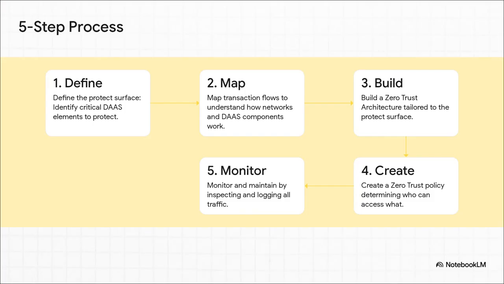And to get that big picture, the NIST report gives us this really helpful 5-step overview of the whole life cycle. You can see it starts with defining what you're protecting, then mapping how everything communicates, then building the architecture, creating the policies, and of course, you have to monitor and maintain it all. Now, we're really going to focus on the planning for these steps today.